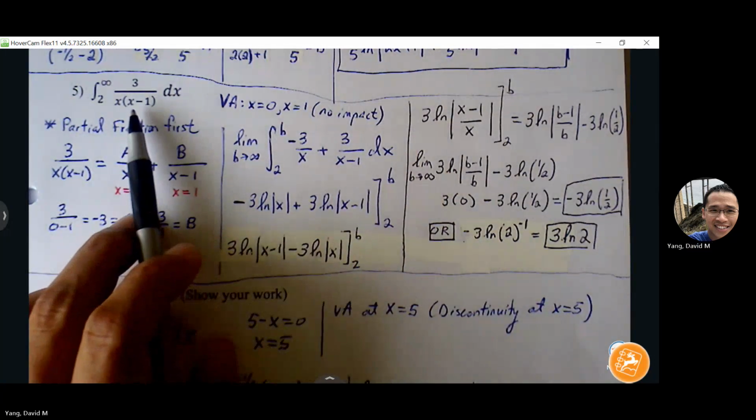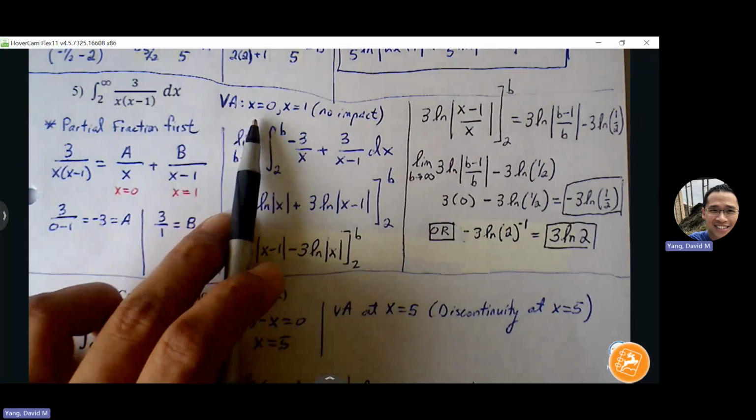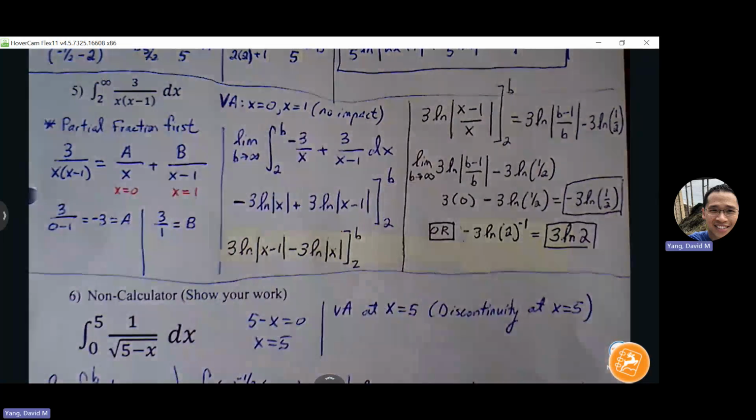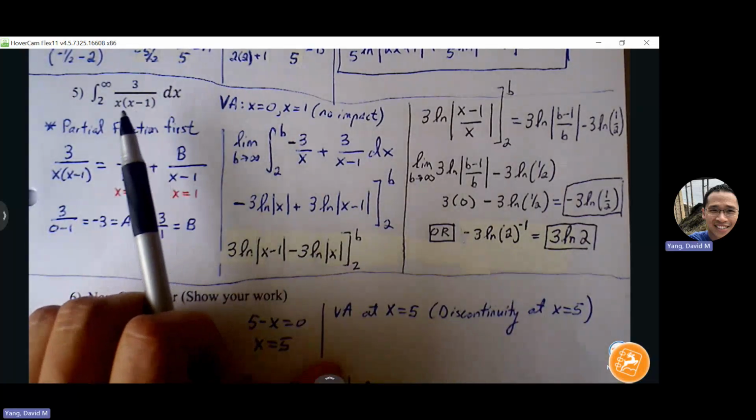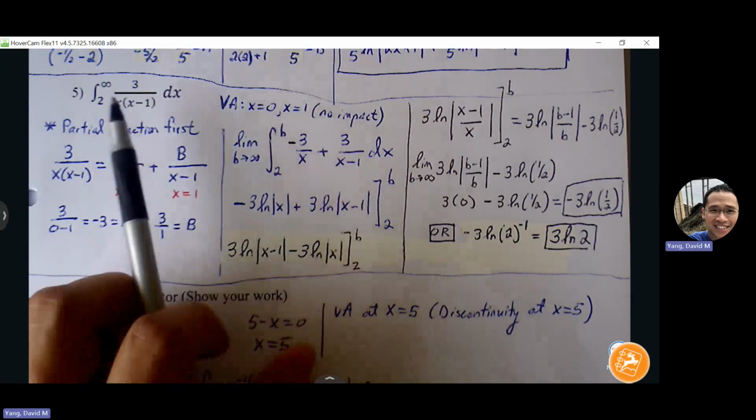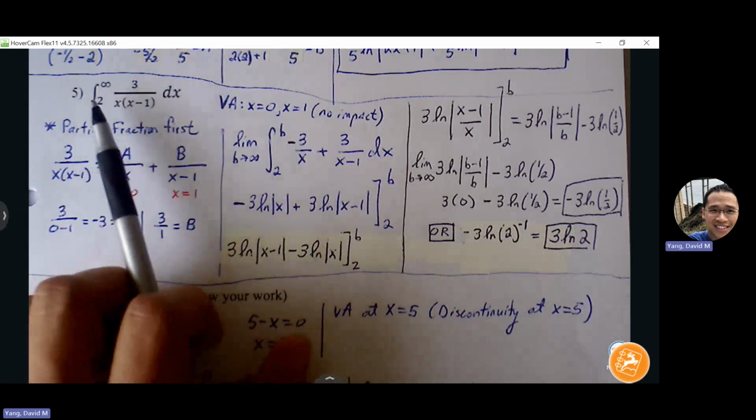Okay, so first, I want to look for any discontinuity. There's discontinuities at 0 and 1 because of the denominator, but these have no impact because they are outside of our interval. But we still know we've got to deal with this issue.